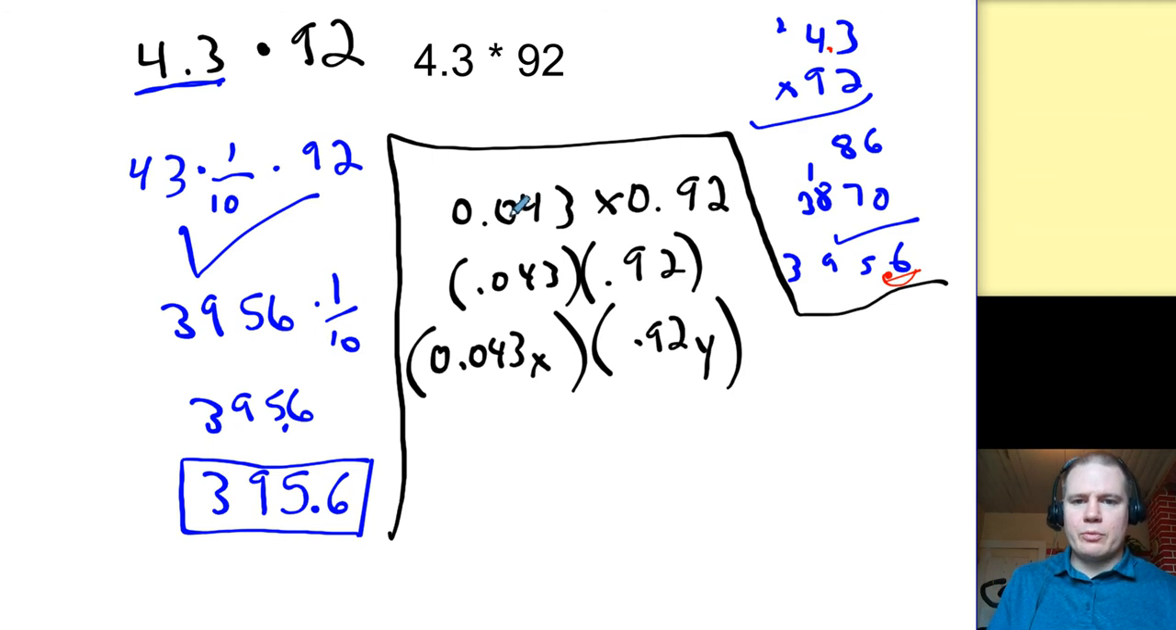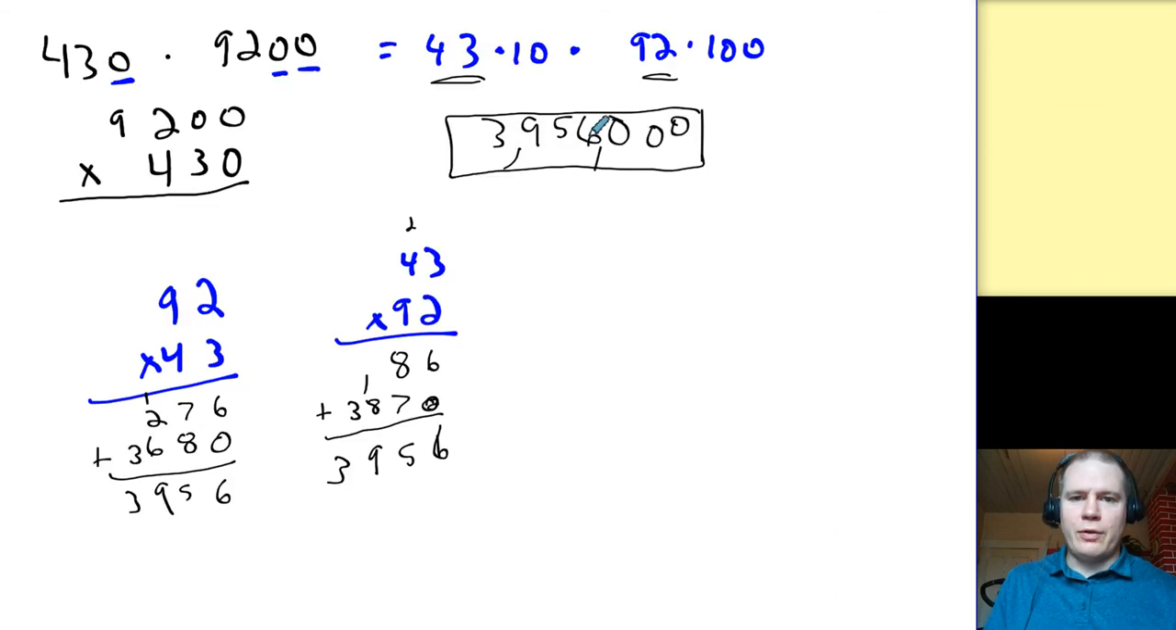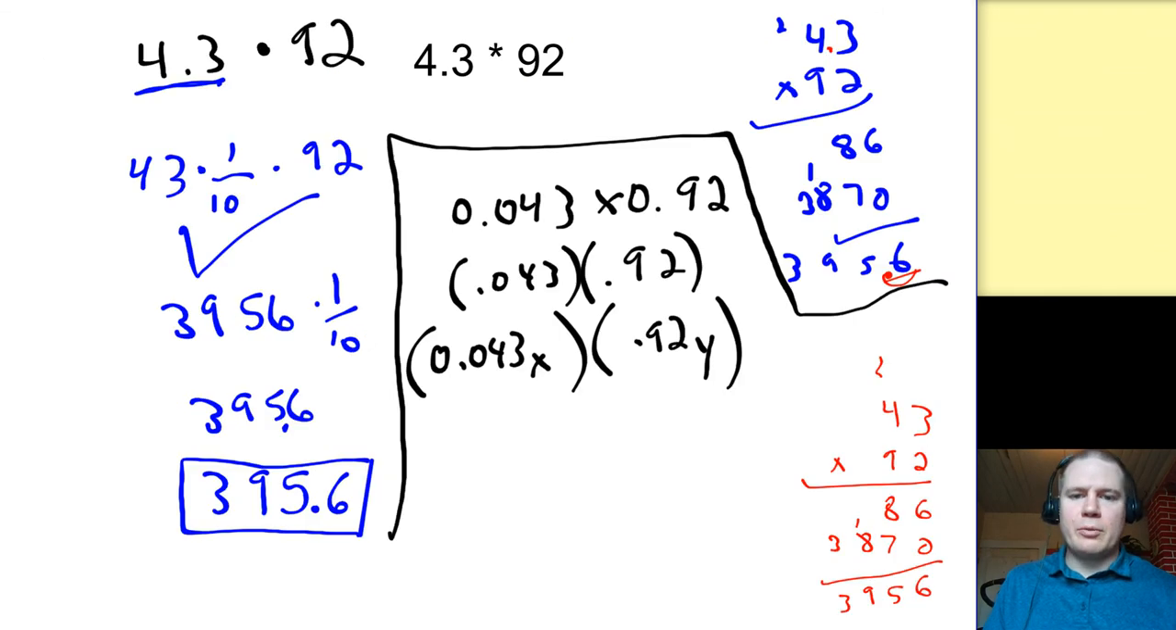0.043, I don't care about whether there's 1 zero here or 2 zeros here. It's not affecting the actual multiplication. I'm just doing 43, 0.92, 92. 2 times 3 is 6, 2 times 4 is 8, 9 times 3 is 27, 36 plus 2 is 38. Same thing we've been doing for the last 9.5 minutes. 8 plus 1 is 9, 39.56. Right? 3956, 3956, 3956. It's just a question of place value.